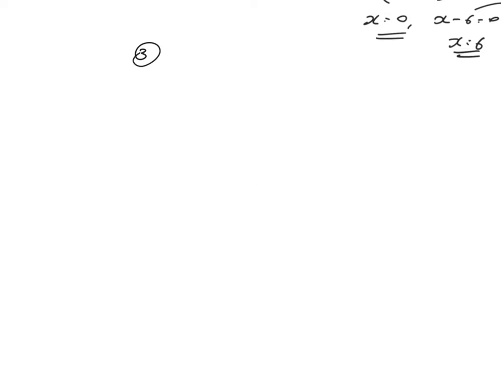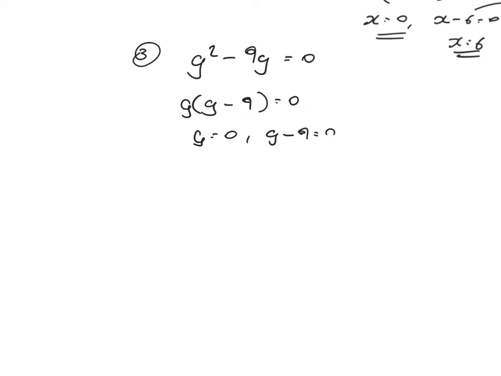Okay, example 3. G squared minus 9g equals 0. Okay, so what can I take there? I can take g. G times what gives me g squared? That's g. G times what gives me 9g? That's 9 with a minus in the middle, which means g equals 0 or g minus 9 equals 0. Bring that across, change its sign, and g equals 9. So two answers then, g equals 0, g equals 9.